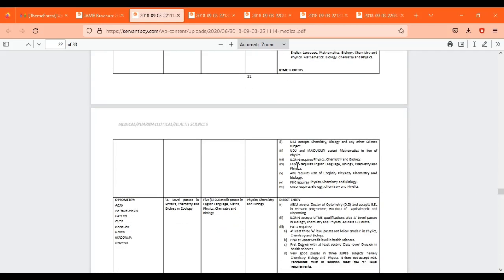UTME subject, you can see Unilag, that is Lagos, requires English language, biology, chemistry, and physics. Okay, you can see UDUS, Usmanu Danfodiyo, and University of Maiduguri accept mathematics in lieu of physics. That means if you want to write your UTME for UDUS and Maiduguri, you may write English language, mathematics, chemistry, and biology. So they can accept mathematics in lieu of physics. So instead of physics, you can write math. Now that is for medical related courses.